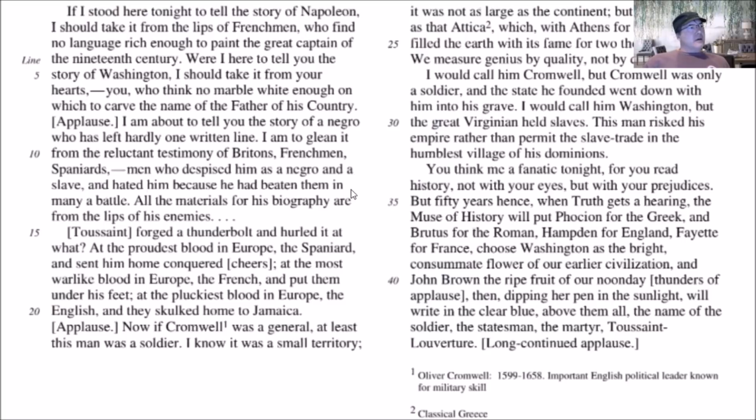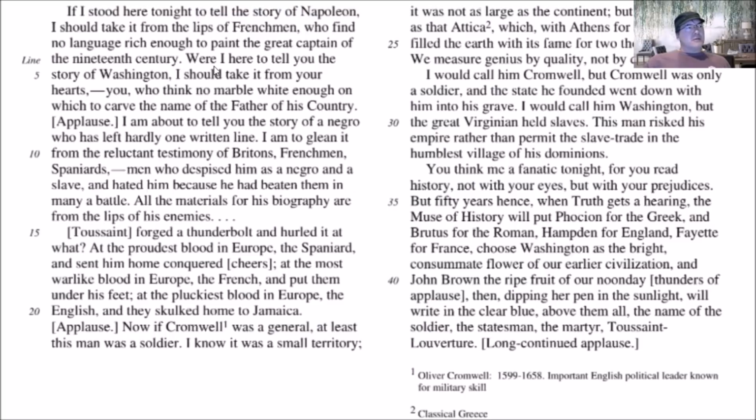Let's look at it. So notice the use of I, used quite a bit, okay? Just throwing that out there. Okay, now, when he mentions Napoleon, and he says, "I should take it from the lips of Frenchmen who find no language rich enough to paint the great captain of the 19th century."